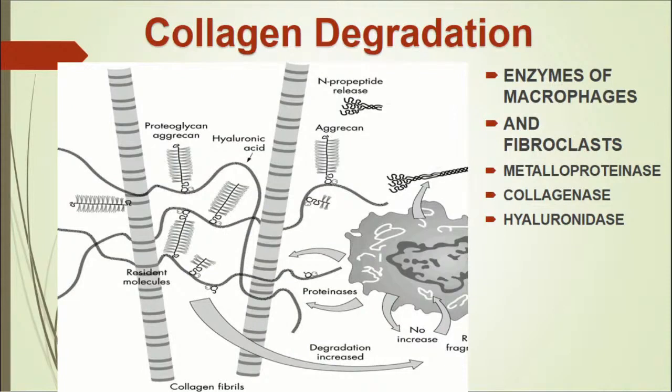Okay, next moment. Collagen degradation. Collagen degradation can be visible under the microscope if we investigate some areas after remodeling, after an injury. Ordinarily, activities of macrophages and fibroblasts, specialized cells for destruction of connective tissue, take place. The main enzymes are metalloproteinase, collagenase, and hyaluronidase.